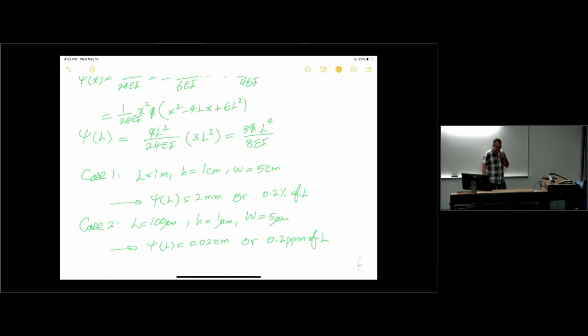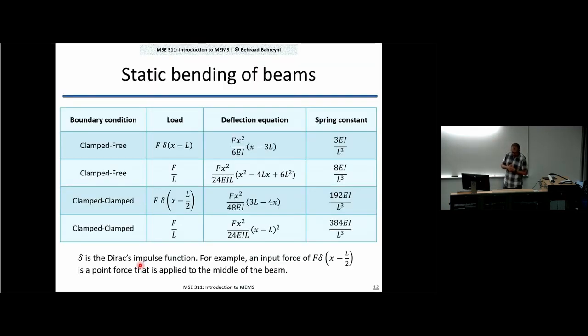Now, for static bending of the beams, we have this table for different cases, depending on the boundary condition that applies.